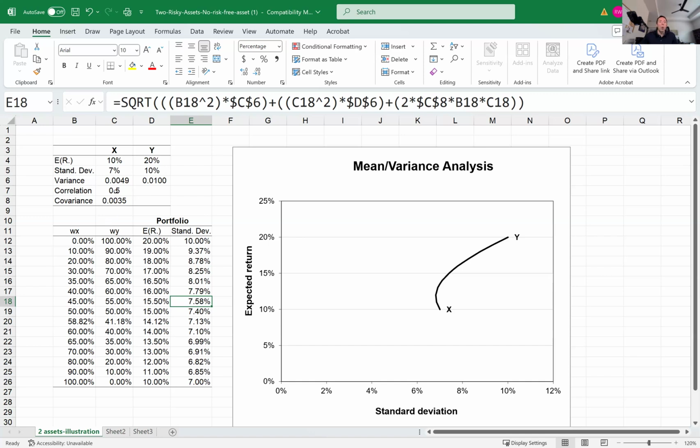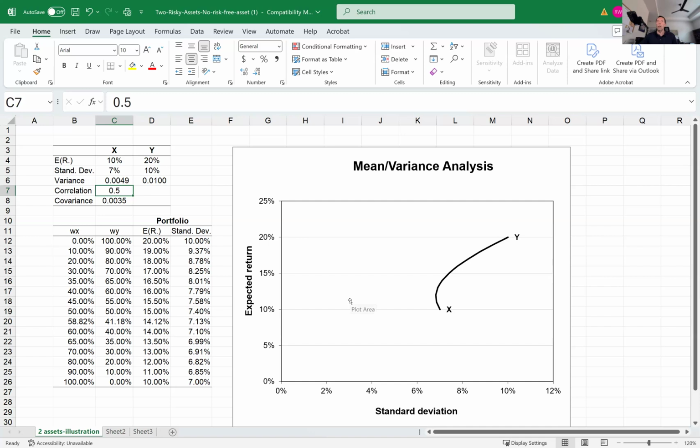Let's suppose that our correlation isn't 0.5. Suppose our correlation between X and Y is even lower than that. Suppose it is 0. I'll type in a 0 there, and we see there is even more of a bend. The lower the correlation between the two assets, the lower is going to be the standard deviation of the portfolio. And the expected returns, it still hasn't changed at all there.